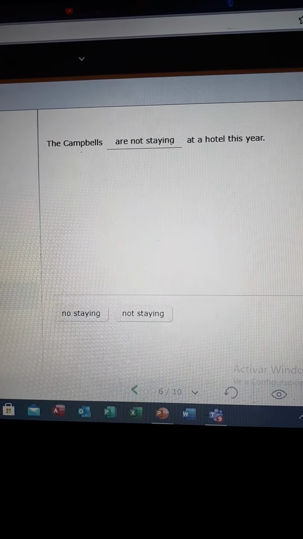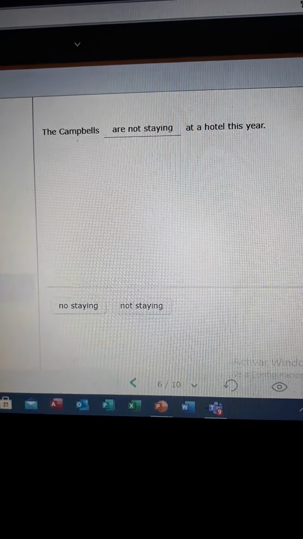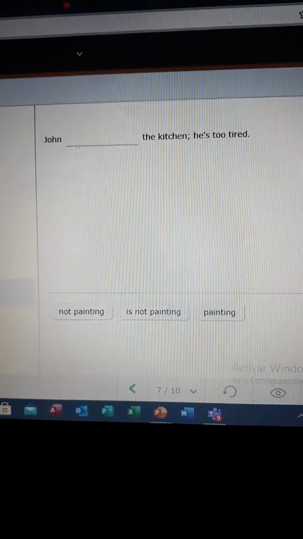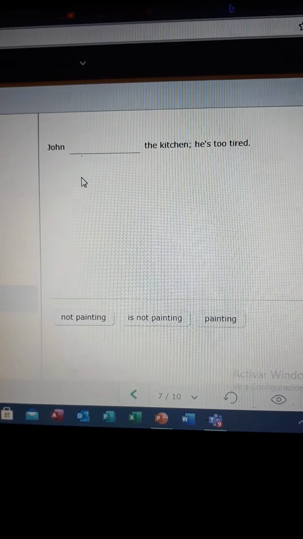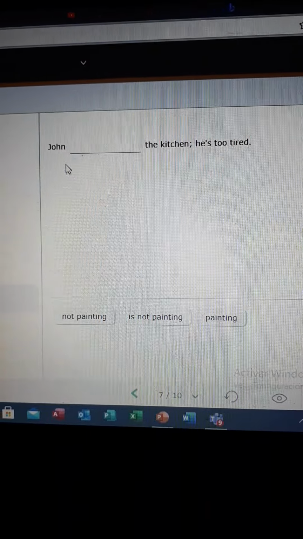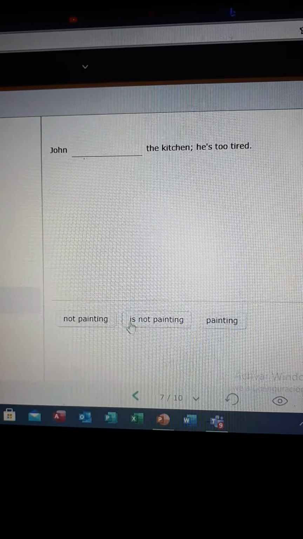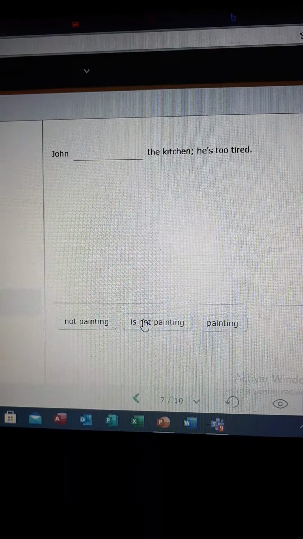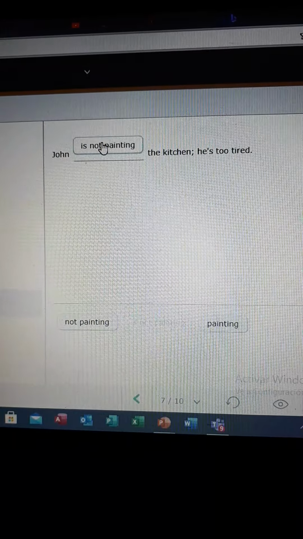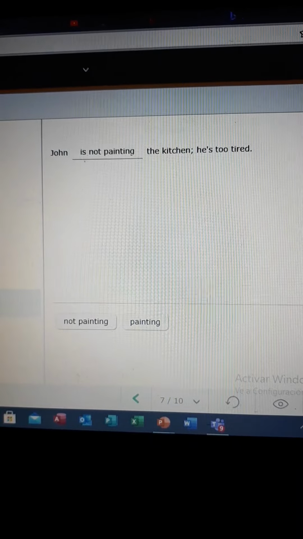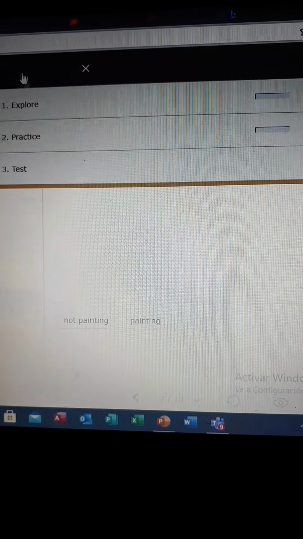So we can still keep working with these exercises, and it's the same grammar for all of this. John is singular, that's why we need is. And like this is negative, the exercise is negative. Well, he's not painting the kitchen. He's too tired. Now we work on the test.